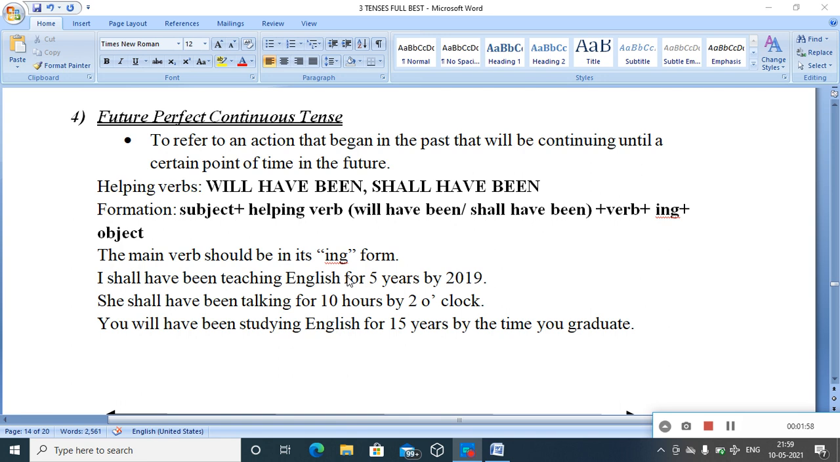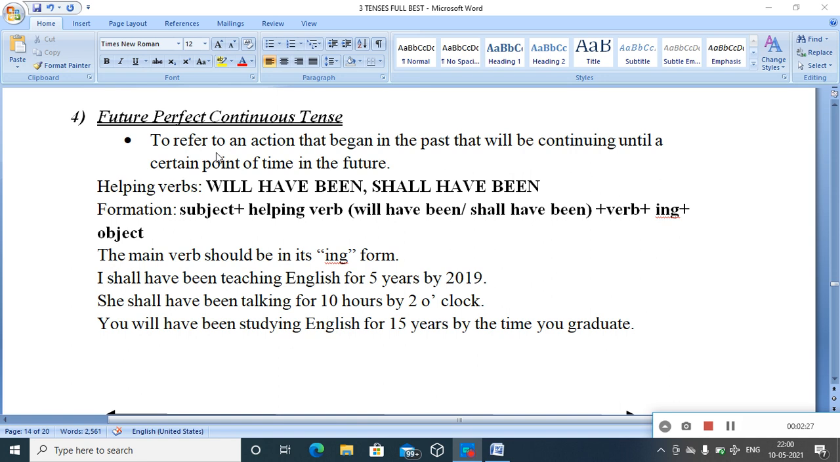We mark down a definite point of time in the past, but it will be continuing until a certain point of time in the future. So the sense is clear here. It's going to be a continuous action, but its starting point and its nature of continuity have something to do with the future also. That's why it's named future perfect continuous tense.